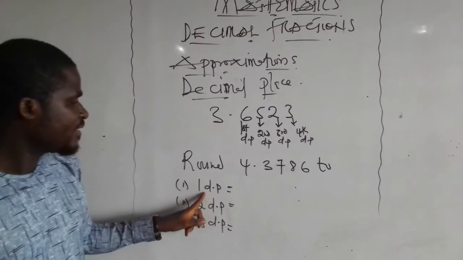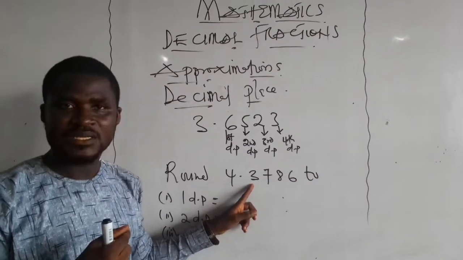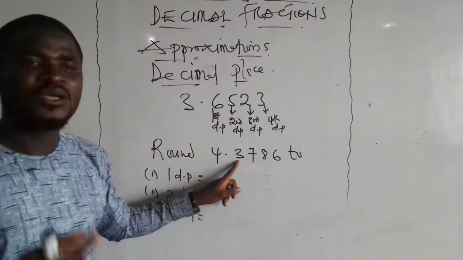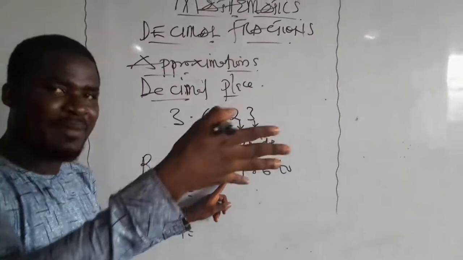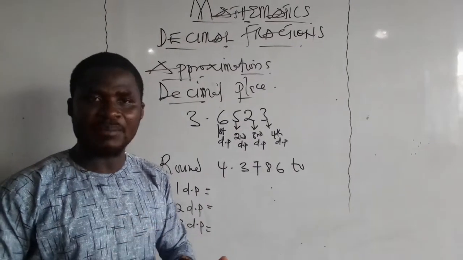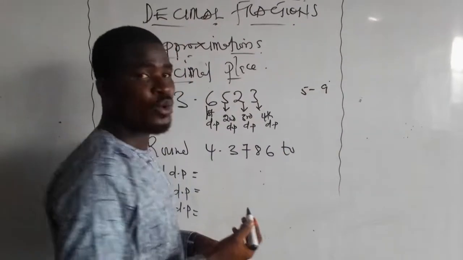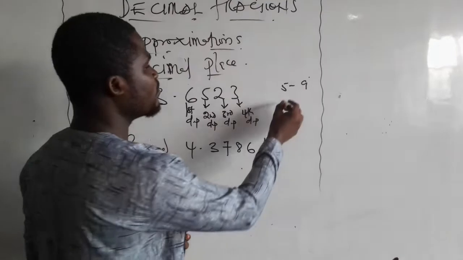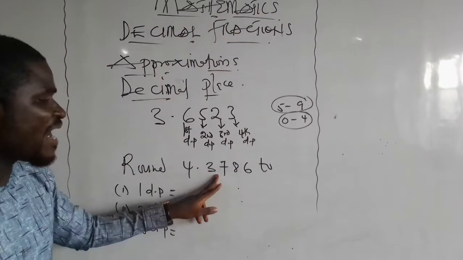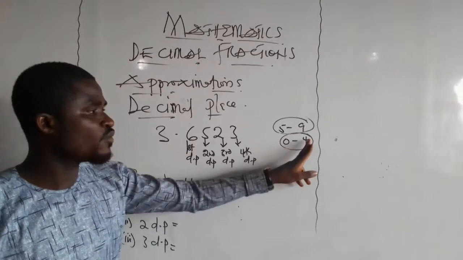The first thing to consider is to identify your first decimal place. My first decimal place is a 3. After identifying your first decimal place, look at the next number after it. Is that number a rounding up number or a rounding down number? When we talk of rounding up numbers, we're talking about from 5 to 9. And rounding down numbers are from 0 to 4. So check whether the number after the first decimal place is from 5 to 9 or 0 to 4.